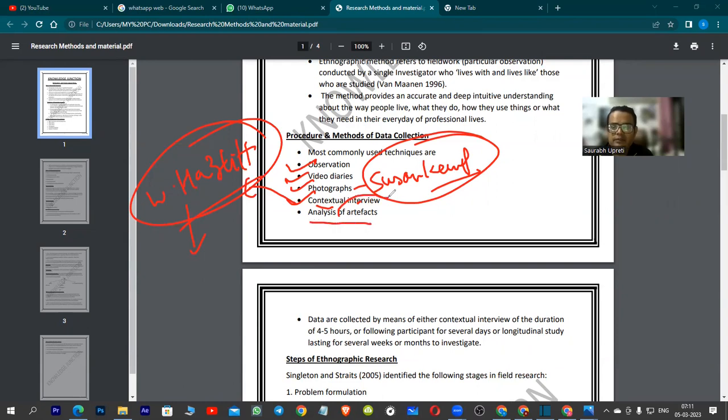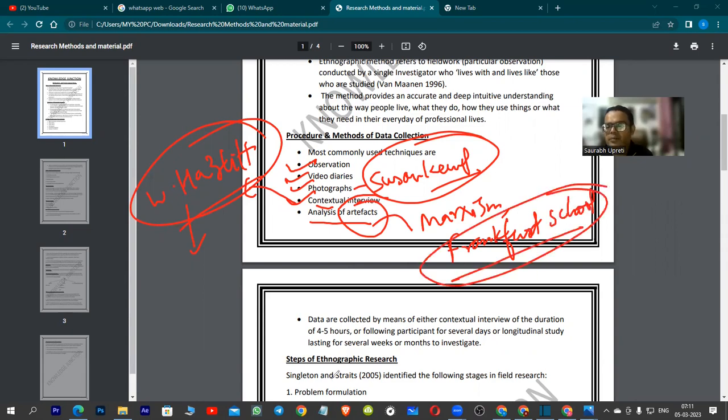Then analysis of artifacts. Now, what are artifacts? This word you will come across in Marxism, especially the Frankfurt School. If you have read the paper this time around, you will understand that the Frankfurt School is a kind of derivative from Marxism, in terms of Walter Benjamin. Walter Benjamin was one of the members of this school, and in cultural studies and cultural materialism also, you will come across this important word.